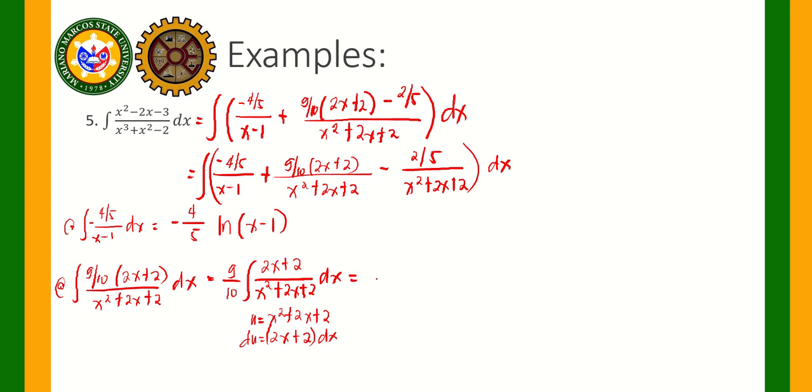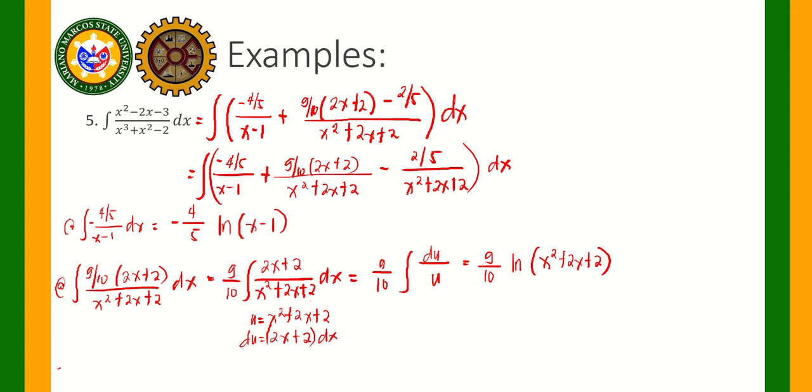So, this will be equal to 9 over 10, the integral of du, where x squared plus 2x plus 2 is equal to u. So, this will be equal to 9 over 10 ln of x squared plus 2x plus 2. Okay, so this is the integration.